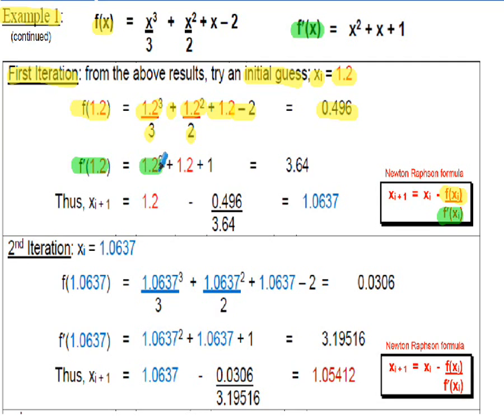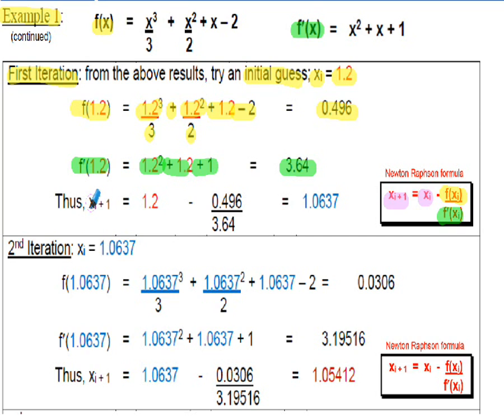So I get 1.2 squared plus 1.2 plus 1. Evaluating, I get 3.64. So now to find the next value of the estimate of the root, the xi plus 1, I need to use my xi and then minus from that the function of x divided by the function dash x. That's the Newton-Raphson formula.